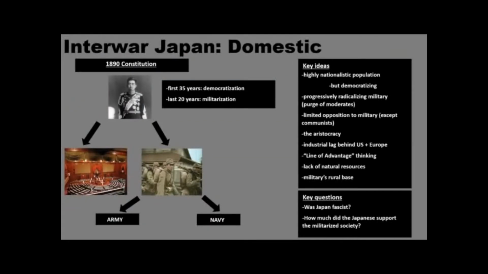Because for the first 35 years after the Meiji Constitution was enacted, Japan was actually democratizing, right? Under the Constitution, we had, first of all, the Emperor at the top, but he rarely made any major decisions, and under him was the Diet, or basically Japan's parliament, so the civilian government, and we had the military, which itself was split up between the army and the navy, which were equals. And for the first 35 years, the civilian government is firmly the most important one, and the country is democratizing.